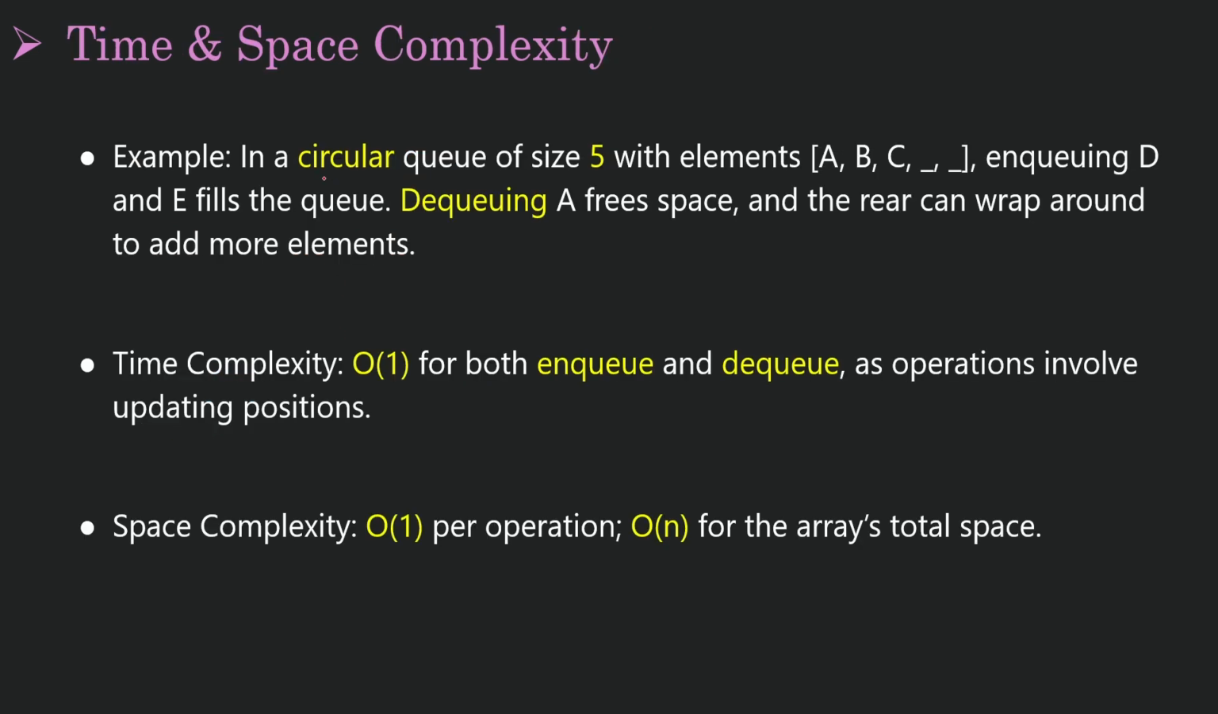Example. In a circular queue of size 5 with elements A, B, C, enqueuing D and E fills the queue. Dequeuing A frees space, and the rear can wrap around to add more elements. Time complexity: O(1) for both enqueue and dequeue, as operations involve updating positions. Space complexity: O(1) per operation, O(n) for the array's total space.